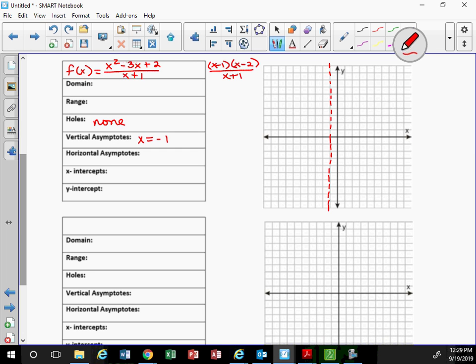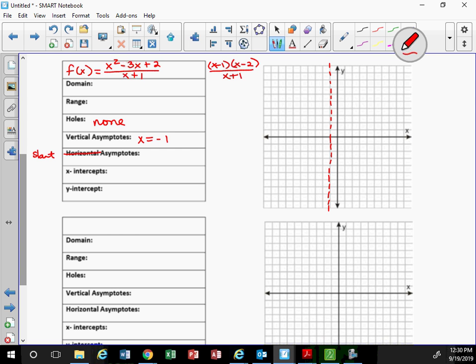Okay, do I have a horizontal asymptote this time? No, I have a slant, right? So let's change that word to slant. Sometimes slant asymptotes are called oblique asymptotes too. So if you ever see oblique, I'm not talking about your abs there. It's an asymptote. Okay.